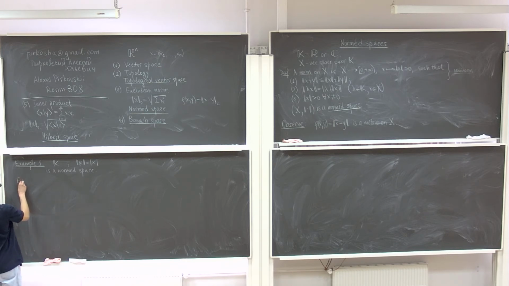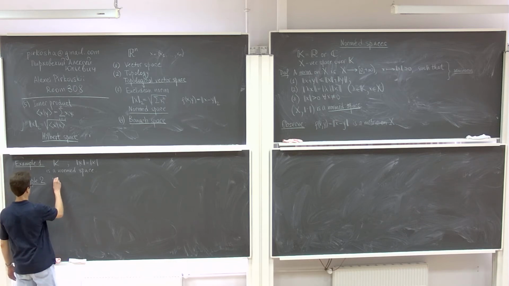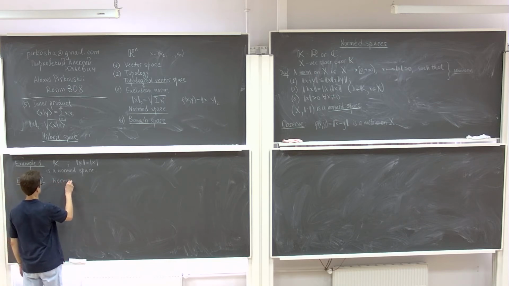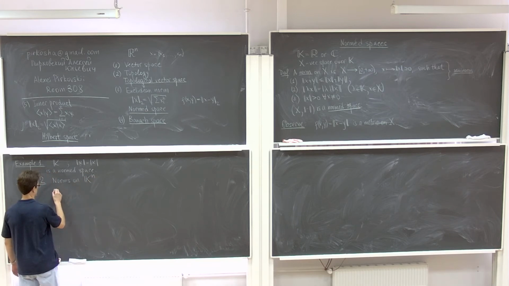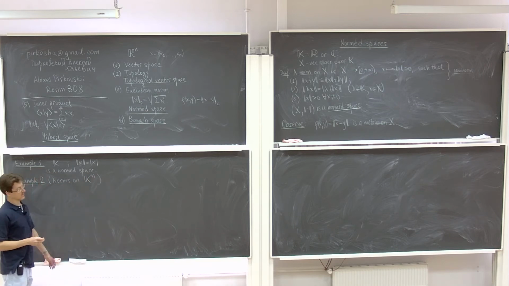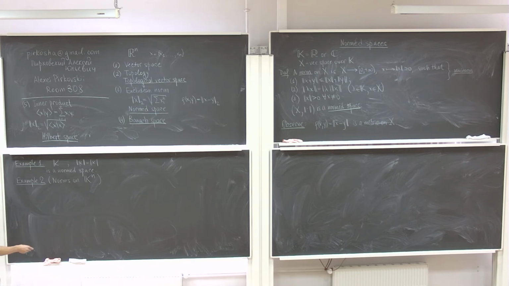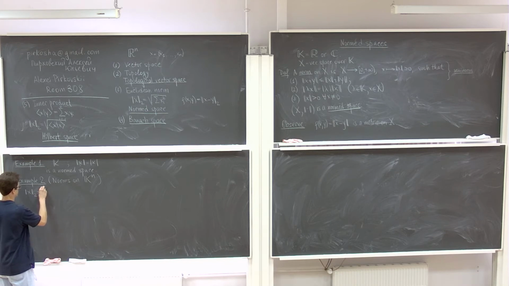Example 2 is more interesting. Let's now look at the finite dimensional space K^n, and let's try to construct some norms on the space. Norms on K^n. Well, first of all, we have the standard Euclidean norm given by the following formula.